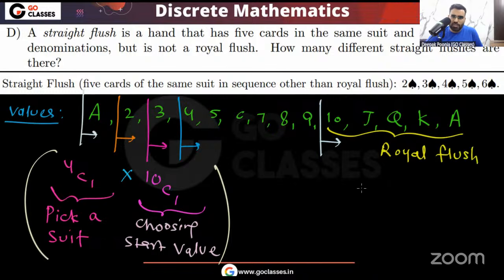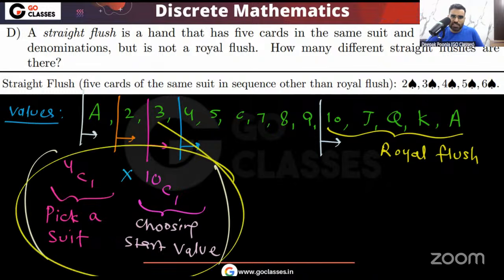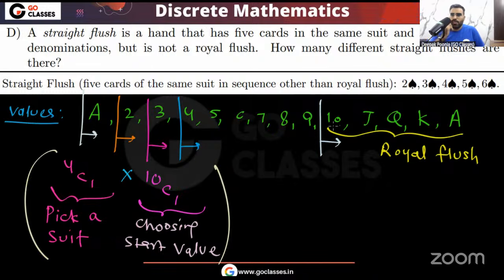So remember, the number of royal flushes we have to subtract, because if you are starting from 10, then 10, jack, queen, king, ace, all in the same suit, that will be a royal flush. In the previous question, we have already seen what a royal flush is. We have counted the number of royal flushes. In total we have 4 royal flushes. So remember, if you are starting from 10, then this is a royal flush. This we do not want to count, we want to remove it.